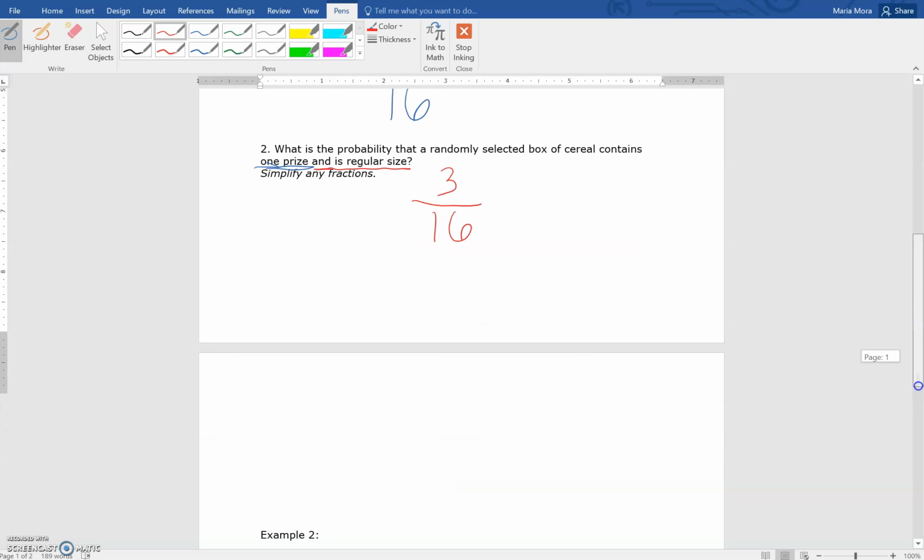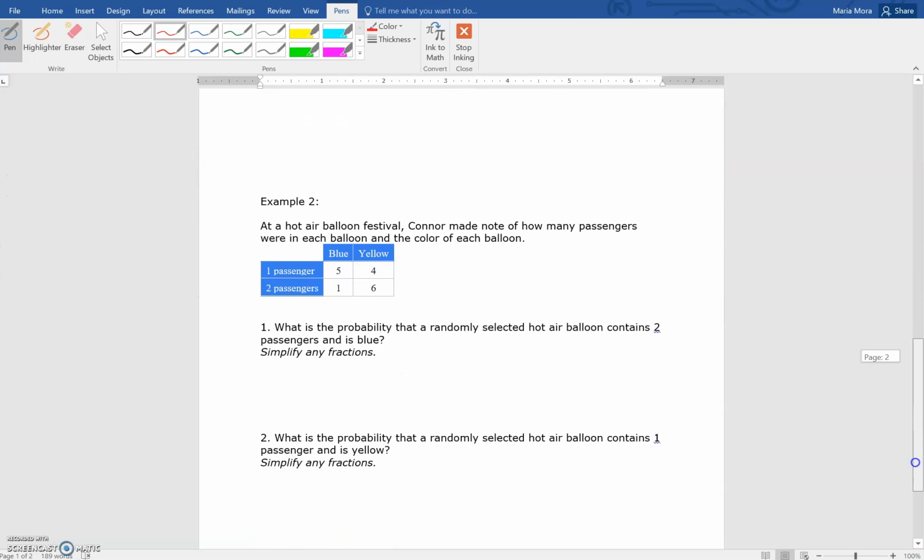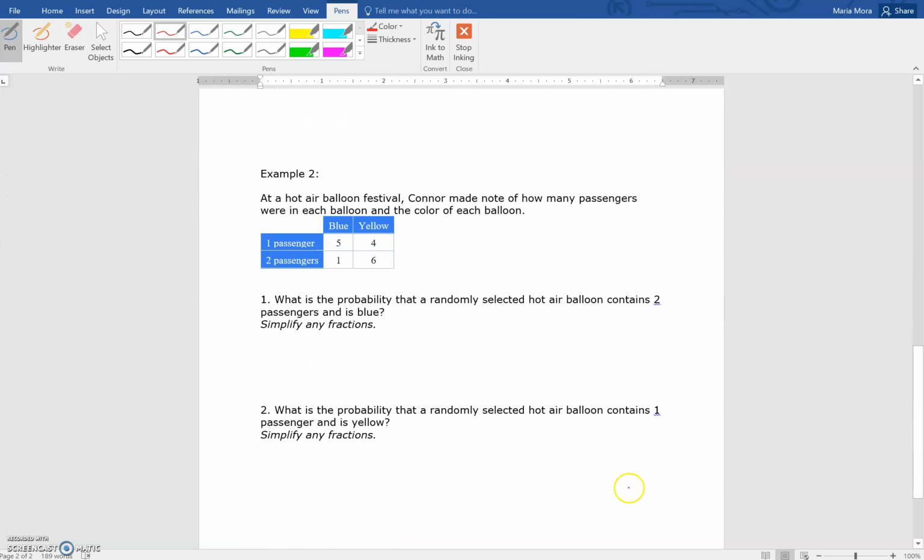Okay, so let's take a look at example 2. So again, we have another two-way frequency table. The rows represent one category and the columns represent another category. So the scenario says, at a hot air balloon festival, Connor made note of how many passengers were in each balloon and the color of each balloon. Problem number 1 says, what is the probability?